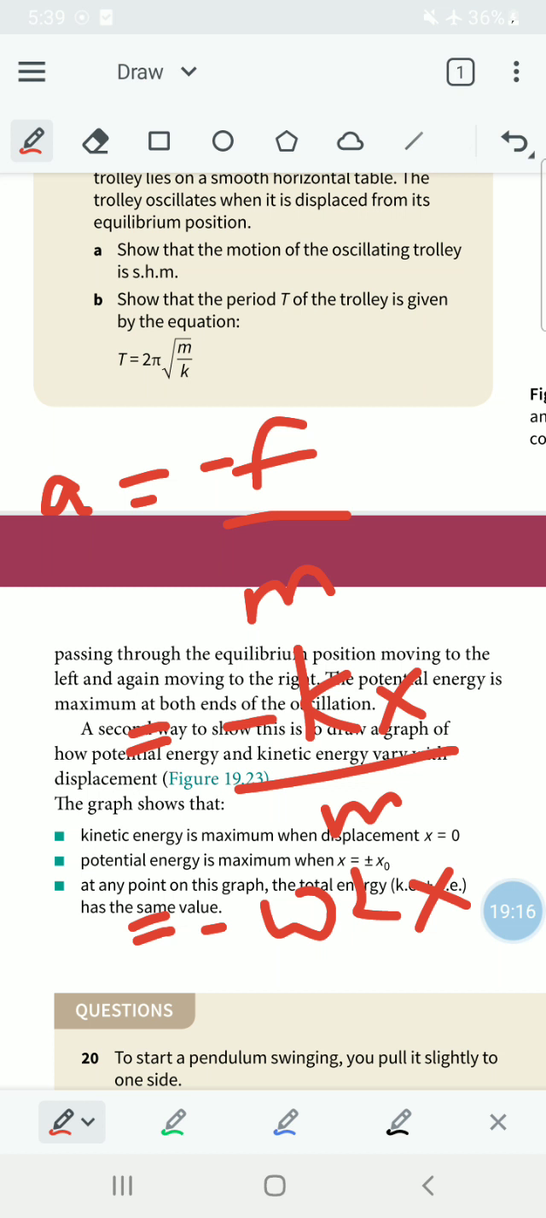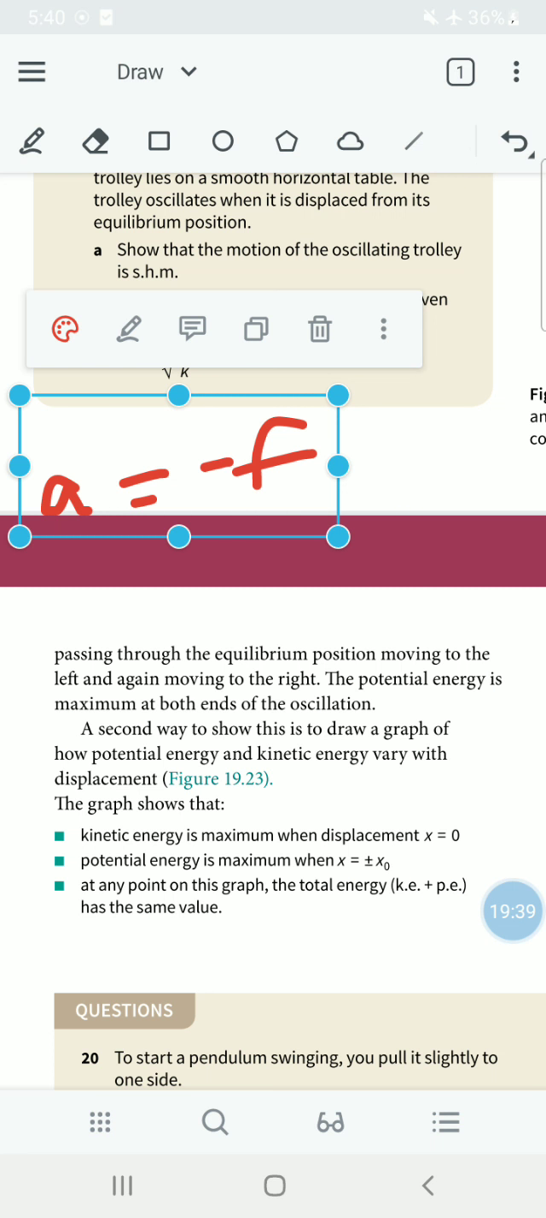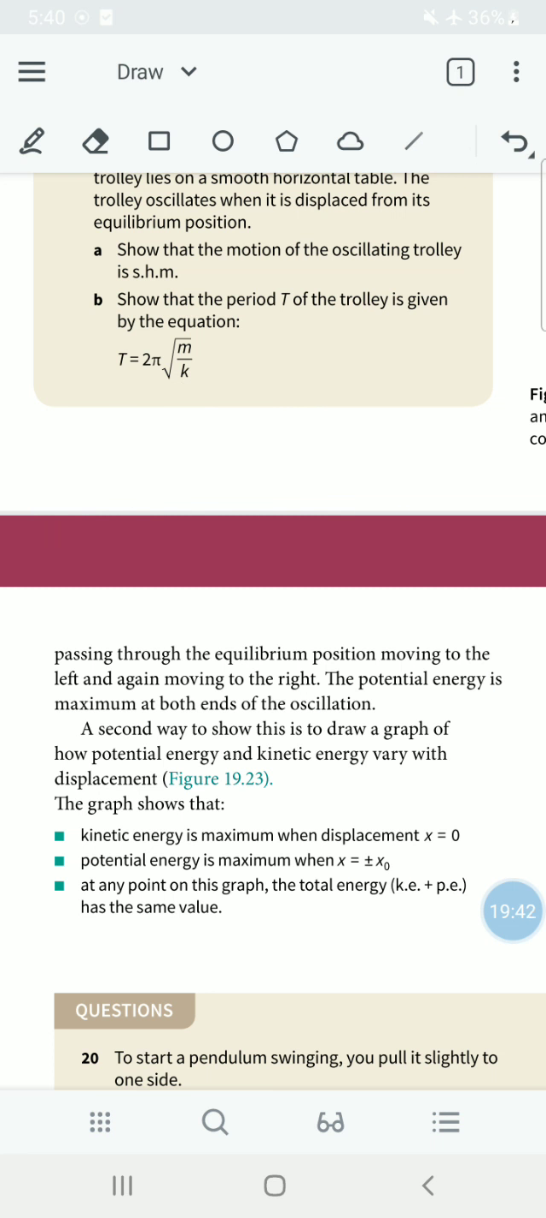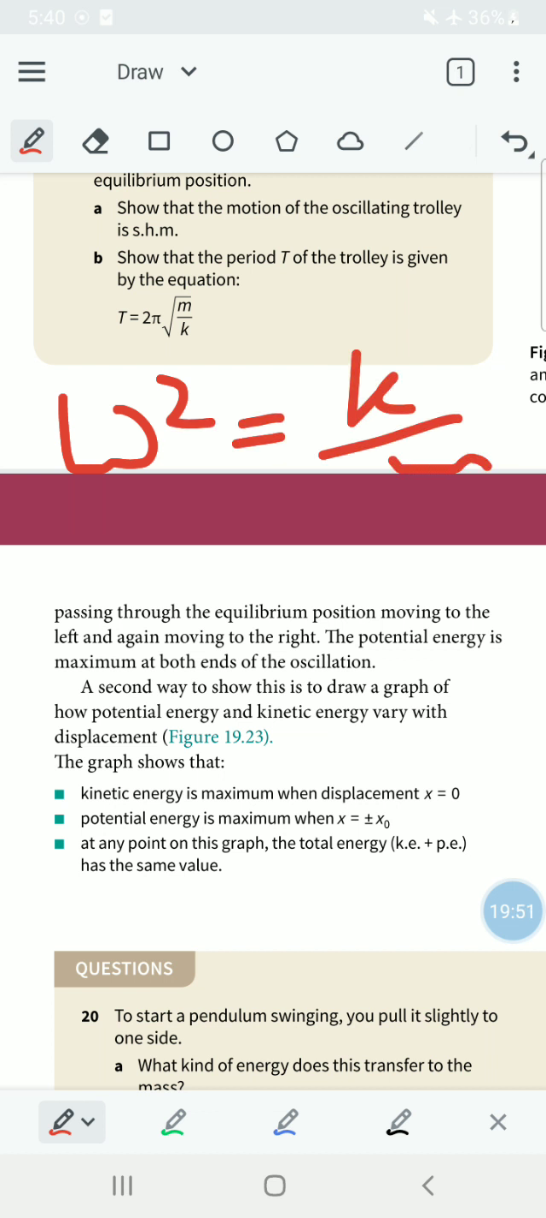When you combine these two equations, you can take an equation omega squared equals k upon m. When you write this stuff, you will understand. If you have doubts, again tell me. You will get an equation for omega squared is equal to k upon m. Then omega is equal to the square root of k over m.